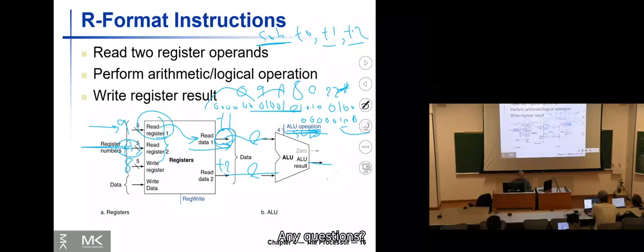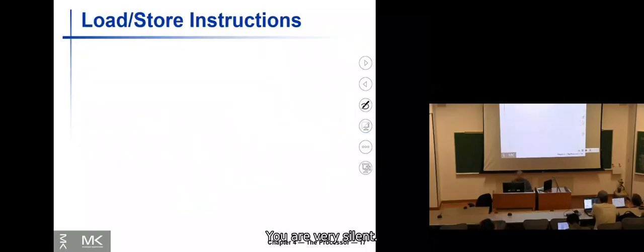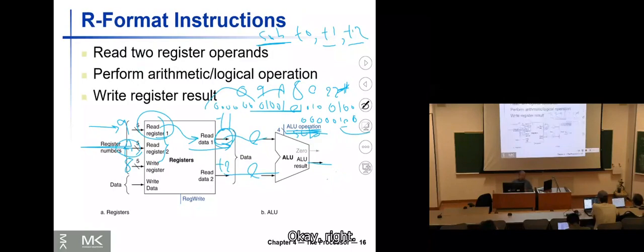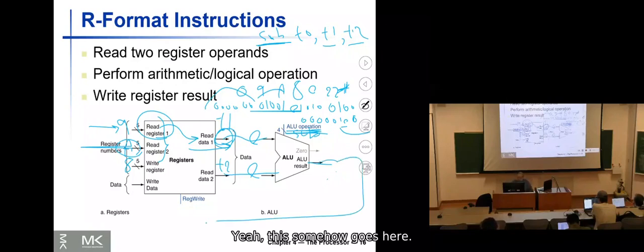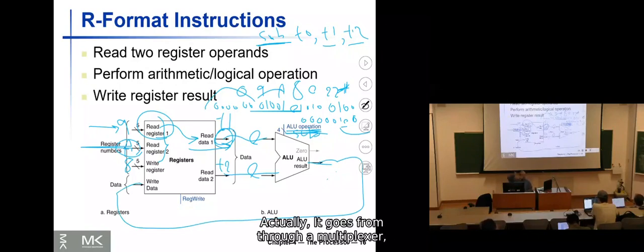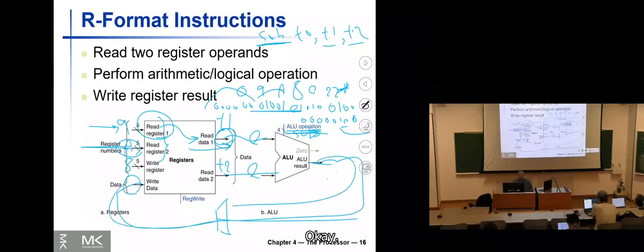Any questions? You are very silent. I hope that you are trying to understand. Okay? So does the ALU result go into the right register? Later, yes, we will see it in the next slide, because we are going one by one. This somehow goes here. Actually, it goes through a multiplexer because this is not the only source for that. We have a multiplexer here. So this goes here, another thing comes here, and then the output goes there.